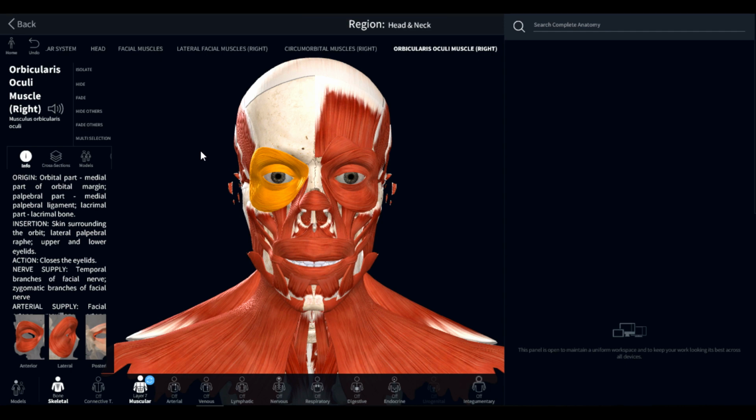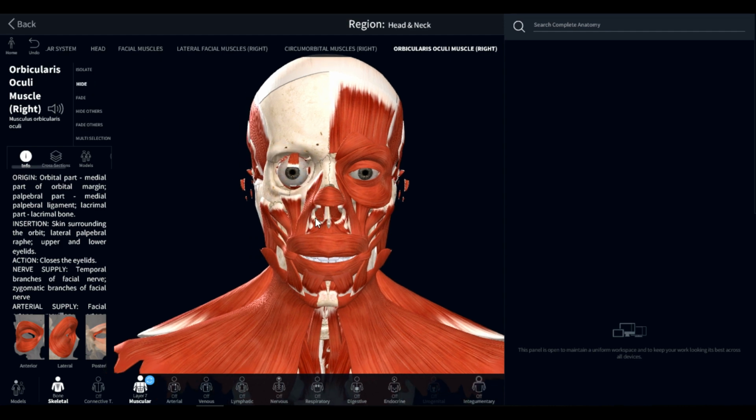So both these parts make up the orbicularis oculi muscle. Now this muscle is supplied by the temporal branch of the facial nerve, and the arterial supply for this is also by branches of the facial artery.